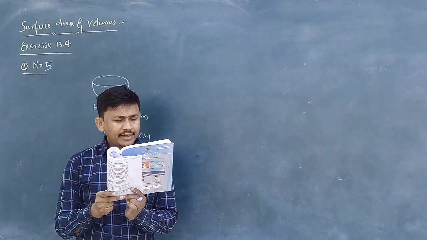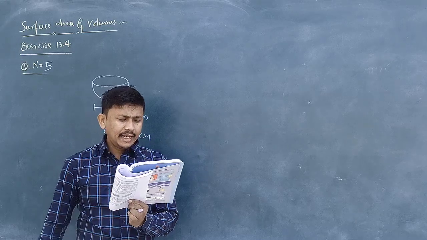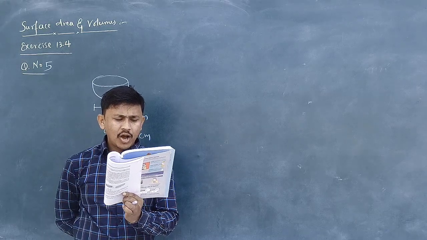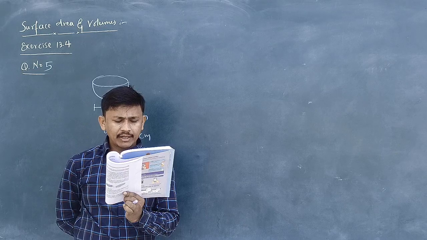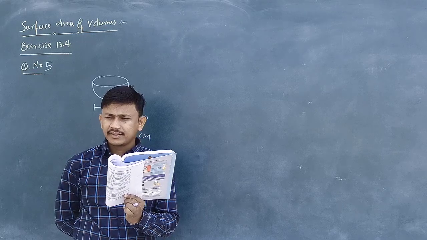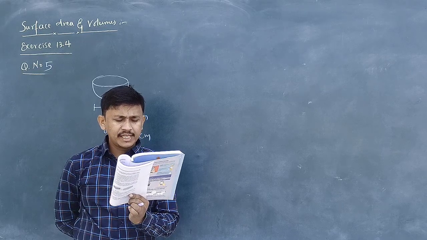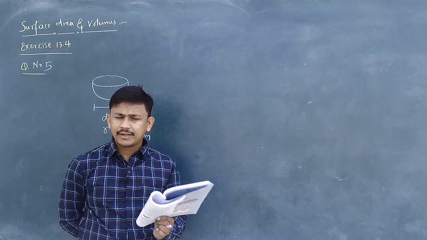Correct? Find the cost of tin plating it on the inside at a rate of 16 rupees per 100 centimeter square.